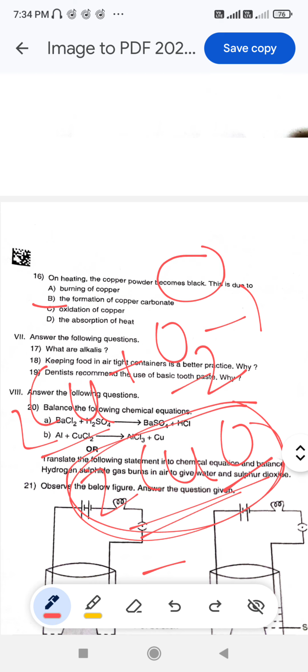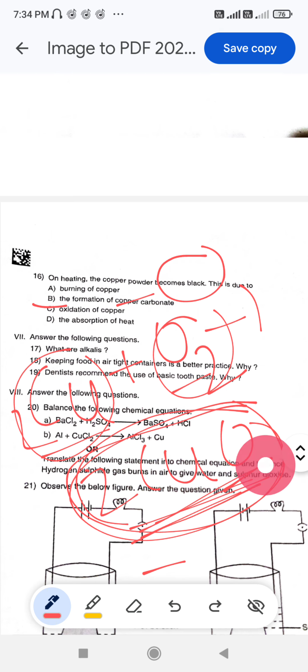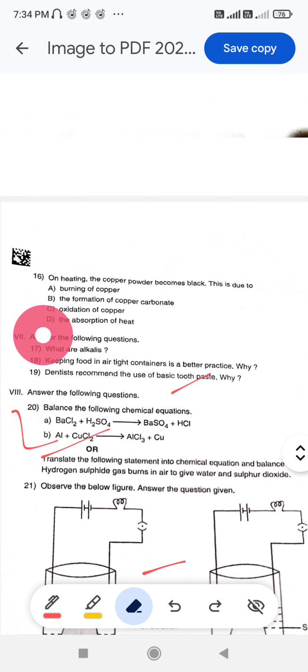Okay, what is the answer for this? Oxidation of copper. Okay, so which compound will they form? 2Cu plus O2 gives 2CuO, so copper oxide. Due to this formation of copper oxide only, they produce a black color. Okay, that is the 16th answer. Oxidation of copper, right? Okay, next.